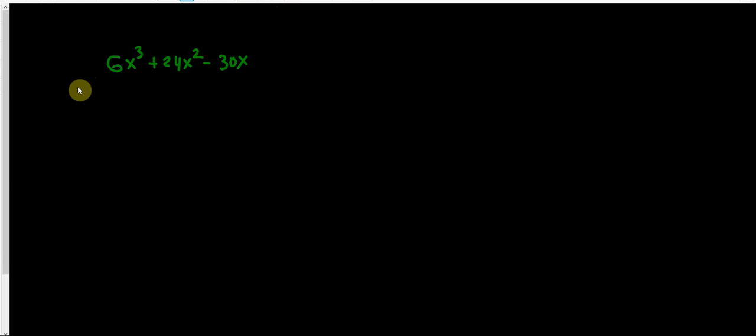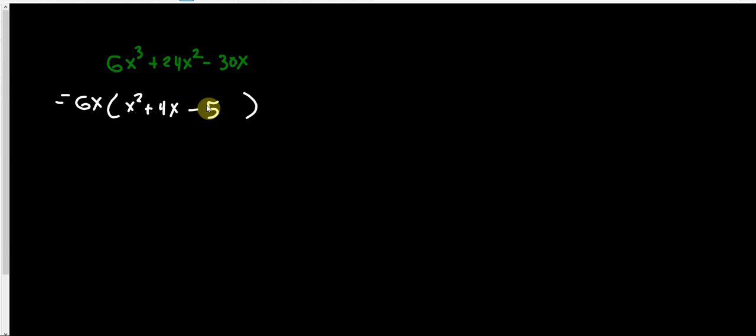And hopefully you notice that all three terms have in common a 6 and an x. I can factor this out of all three terms. So if I factor a 6 and an x out of this, I'm left with x squared. If I factor a 6 and an x out of this, I'm left with plus 4x. And if I factor a 6 and an x out of here, I'm left with minus 5. Okay. All right, hopefully that looks pretty good.